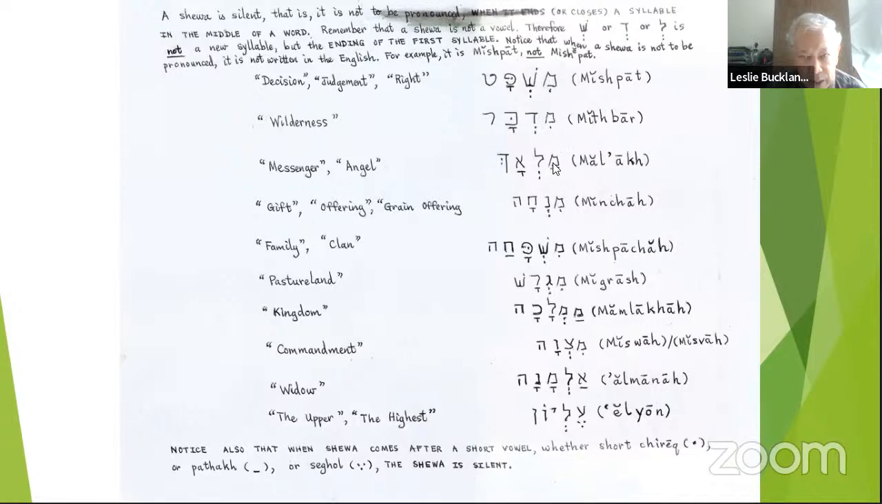Short hirik, pathak, which is a short a. Short hirik is a short I sound. Pathak again, segol. Notice that right afterwards, if you have a simple shiwa, it will not be pronounced, because when it comes after a short vowel, it is not to be pronounced. So when it comes at the end of a closed syllable in the middle of a word, it is not to be pronounced. When it is immediately preceded by a short vowel, the simple shiwa is not to be pronounced.